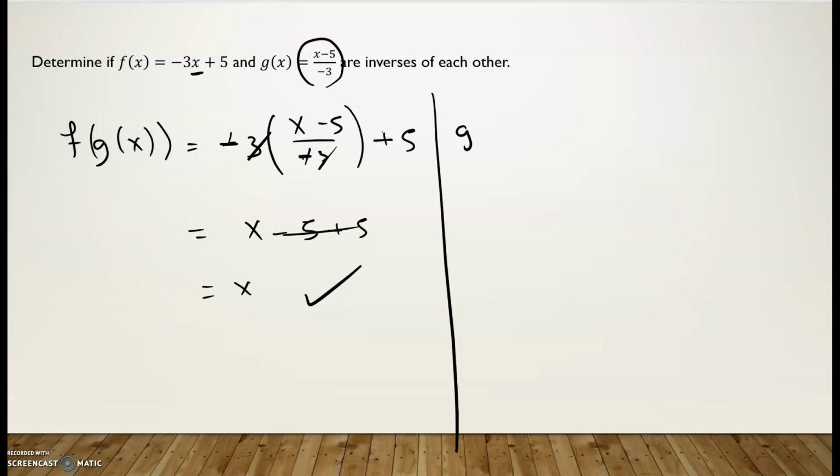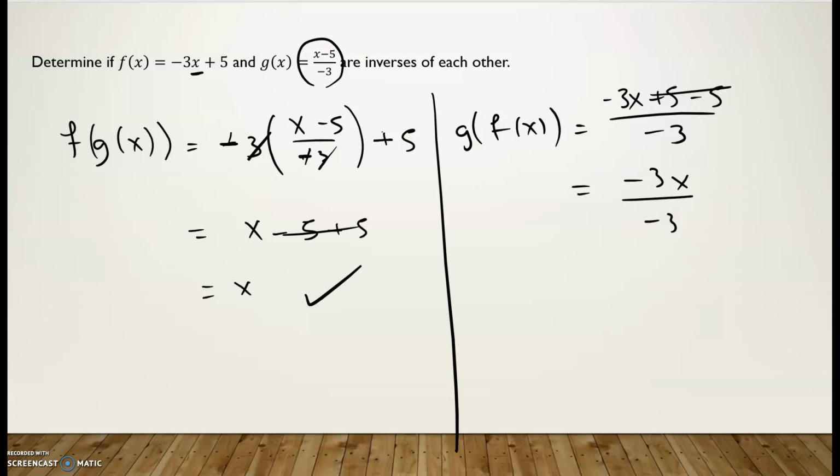You could have done g of f of x. So you could have done negative 3x plus 5 minus 5 over negative 3. You get negative 3x, because these go away, over negative 3. Those cancel out, and I get just x. So yes, they are inverses of each other.